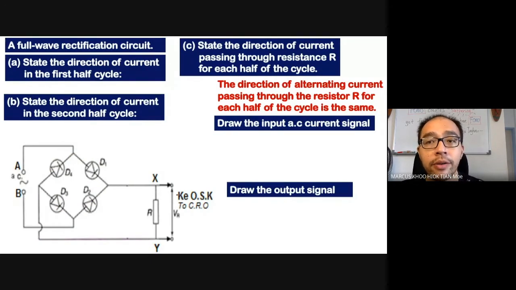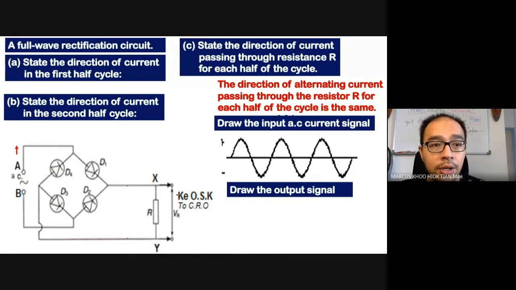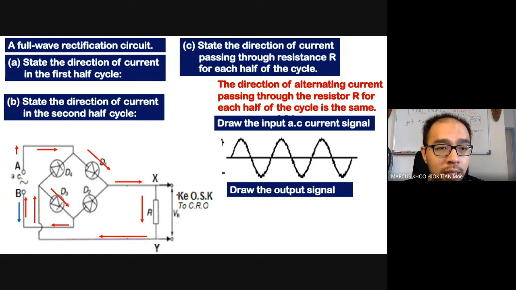Let's talk about the direction of the current in the first half of the cycle. The direction of the current will be A to D1 to X, like I showed you just now, to Y, to D3, and then back to B. Whereas the second half of the cycle will be B, then to D2. It cannot pass through here because it is blocked by this barrier. So B to D2 to X to Y, come all the way here. When it comes to here, it's going to go to D4 and then go back to A.